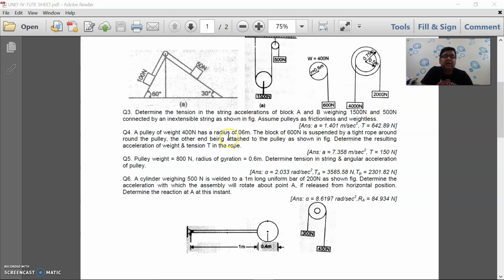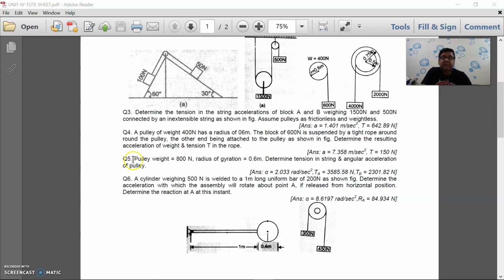Okay, this is the last video of numericals of D'Alembert principle. We have already done the first, second, and third numerical, so there are three more numericals in this. We'll try to solve the fifth numerical.